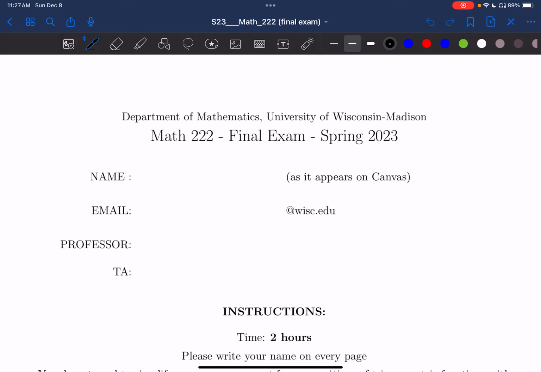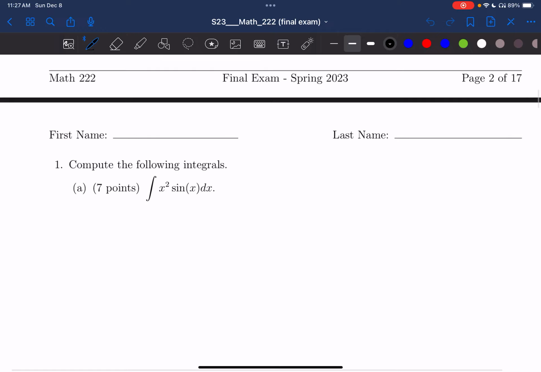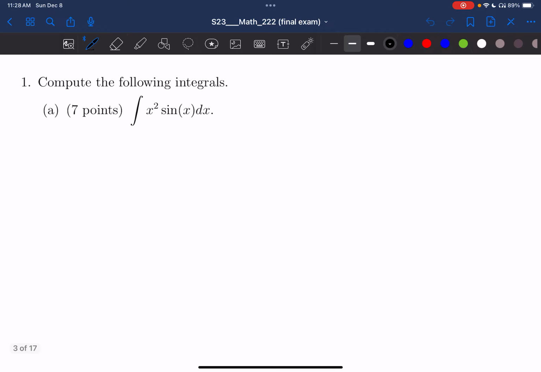This is a Calc 2, Spring 23 final. I just woke up, so I might make a lot of mistakes, but hopefully I won't. Compute the following integral. This is a pretty basic integration by parts, LIATE. Whatever comes first will be our u.